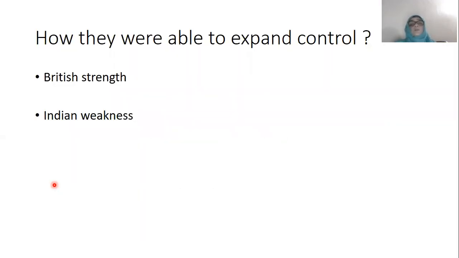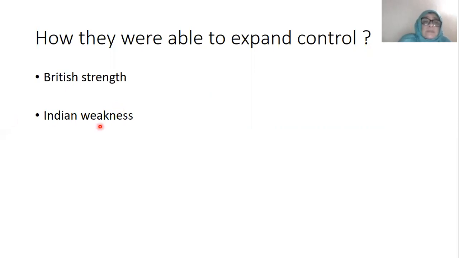How were they able to expand control? It was the strength of the British, their vision, their goal. First we can talk about the battles they fought, and then through education, being empathetic towards people, introducing systems, being very clear about what they wanted, they were able to expand their country.